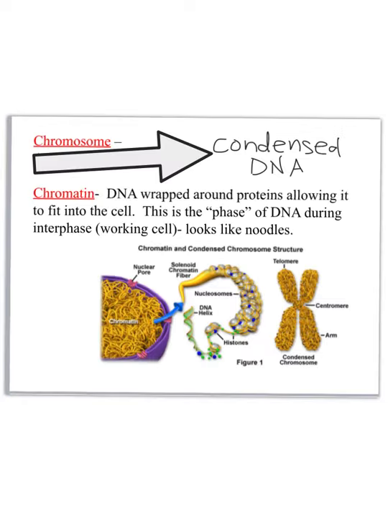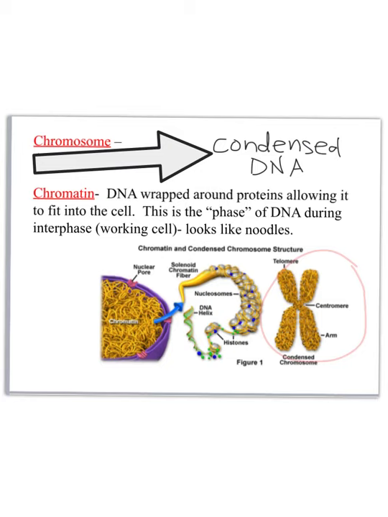All right, so let's take a look at this confusing C terminology. First of all, you've heard of a chromosome, all right? And so a chromosome is simply condensed DNA. And we can see it in this picture over here. This is the form the genetic material takes when the cell is actively dividing.